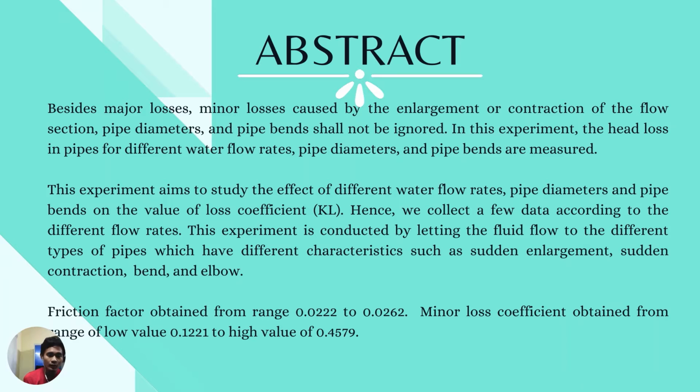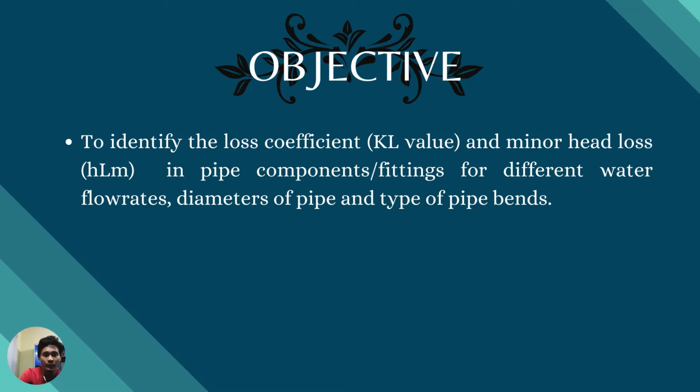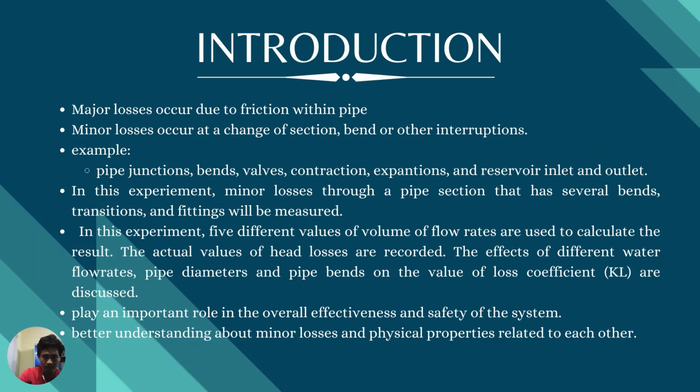So for this experiment, the result that we obtain for frictional factor is in the range 0.0222 to 0.262, while for the minor loss coefficient, we get the result from the low value, which is 0.1221 to the high value 0.4579. So the objective is to identify the loss coefficient KL and minor head loss HM in pipe component or fitting for different water flow rates, diameter of pipe and type of pipe bends.